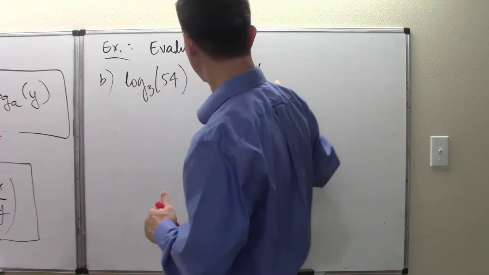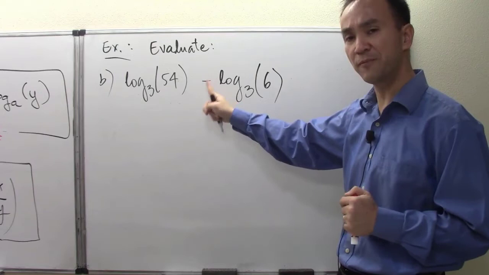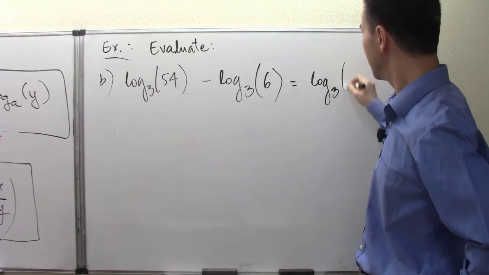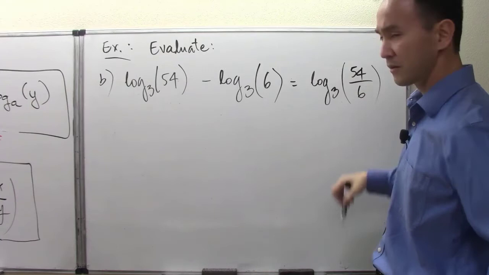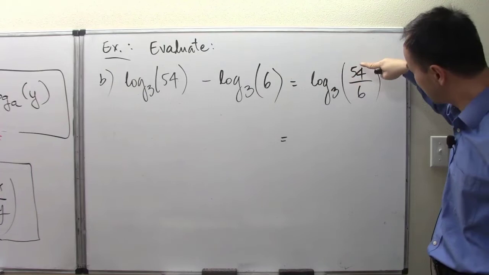All right. We have seen how that rule was in action earlier, that we can convert a difference of two logarithms, same base, to one logarithm, same base, but of a quotient. So that quotient there is 54 over 6, or 54 divided by 6. Again, order of operations: I'm going to work from the inside of the parentheses, from the inside out. So 54 divided by 6 gives me 9 right there.